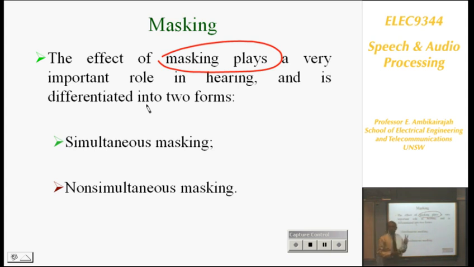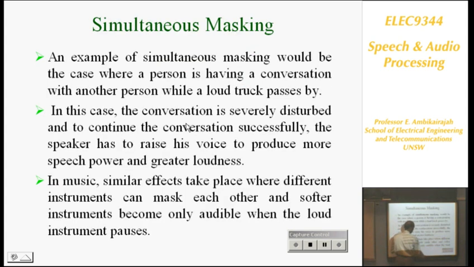There are two types of masking that you need to know, and there are only two types available. One is called simultaneous masking. The other one is called non-simultaneous masking. What are the differences between those, how do you interpret them, and how do you model them? Okay.